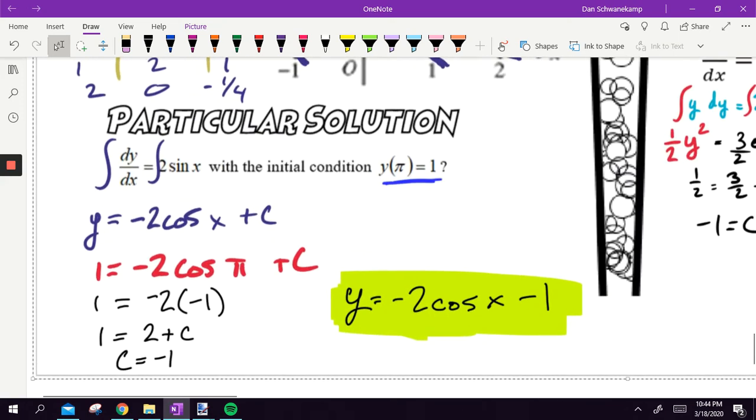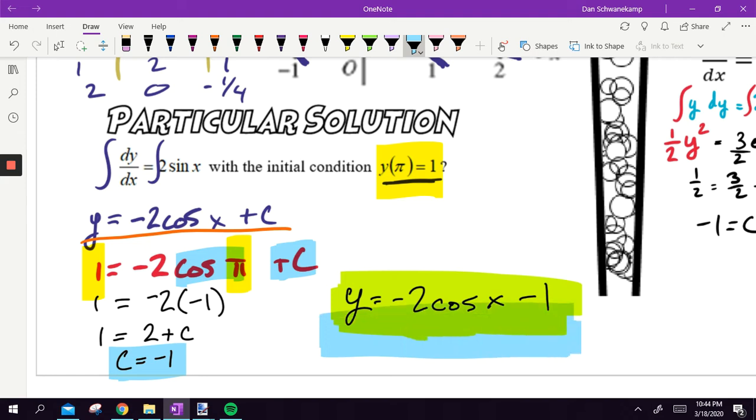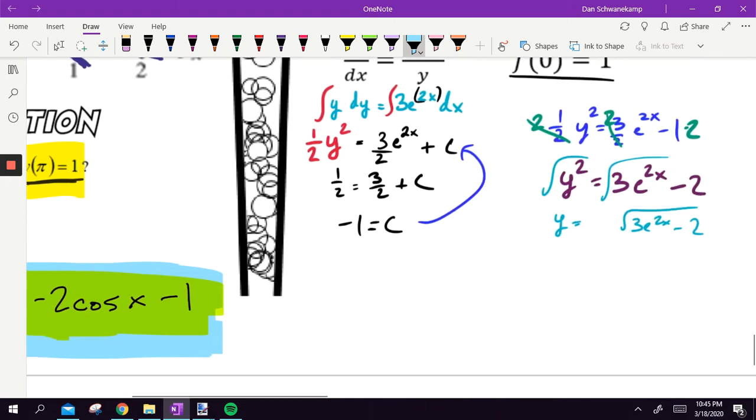Particular solutions. So remember, for particular solutions, we took the antiderivative. So I took the antiderivative of this guy, and I got this thing with a c. Well, since they told me that when I plug in pi, I get 1, I plugged in pi and tried to get 1. And that is going to allow me to figure out what c is. So when I plugged in here, I got -2 cosine of pi, which is -1, so that's 2. I subtracted 2. I got c is equal to -1. That's why this right here is my answer. The same thing I started with, but by plugging in what my c was in the end, gave me that.